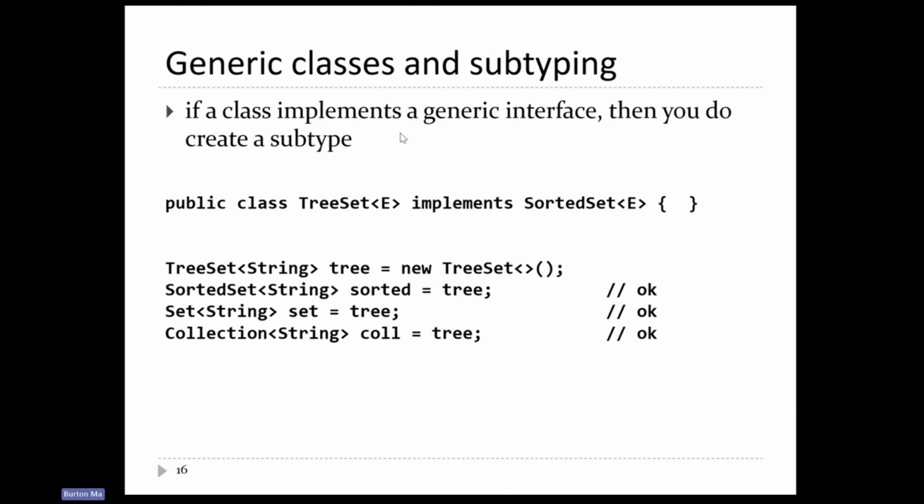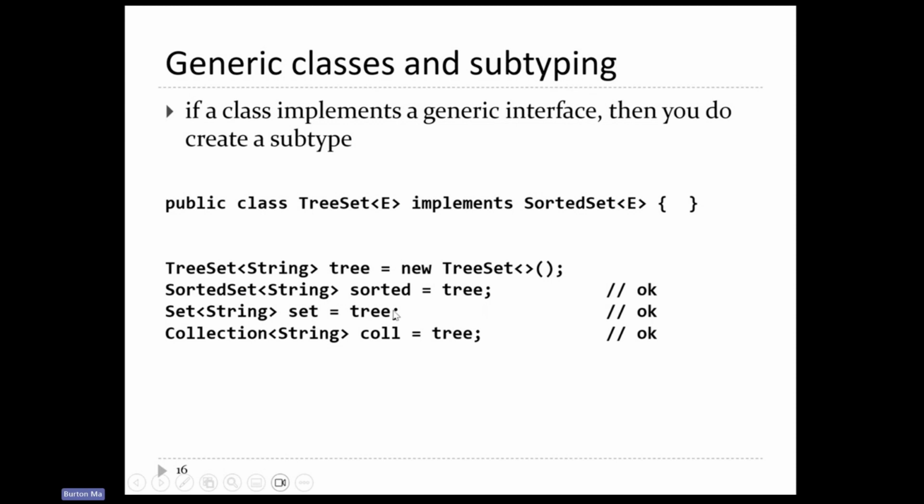So if a class implements a generic interface, then you have to create a subtype. So if you make a tree set, and it implements sorted set, then a tree set is a sorted set. So you can make a tree set over here, store it in a tree set variable. You can make a sorted set variable over here, and you can store a reference to tree in that variable. So tree set is a sorted set, so you can store tree in sorted.